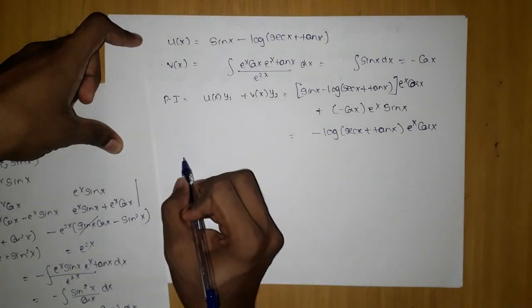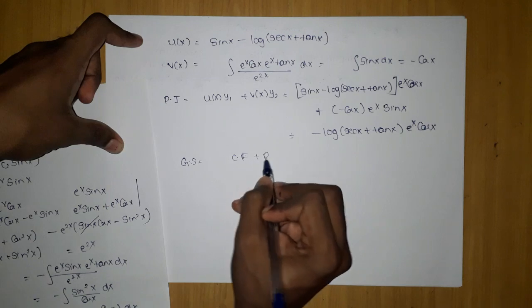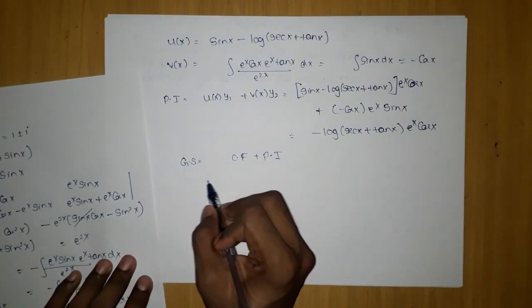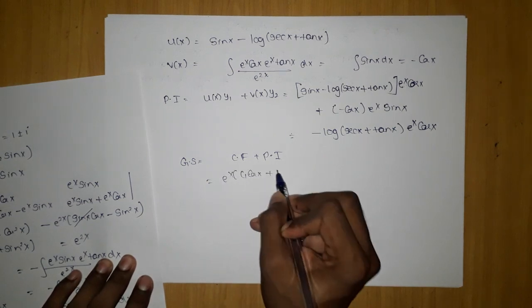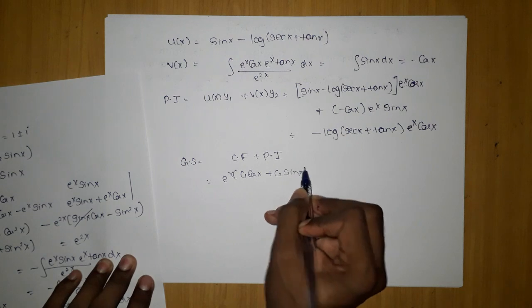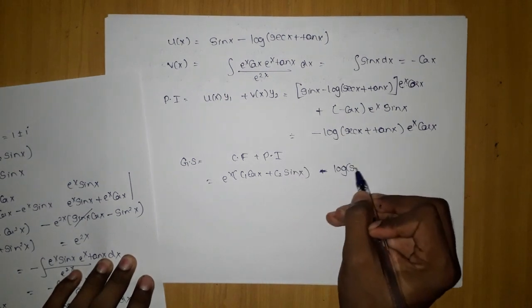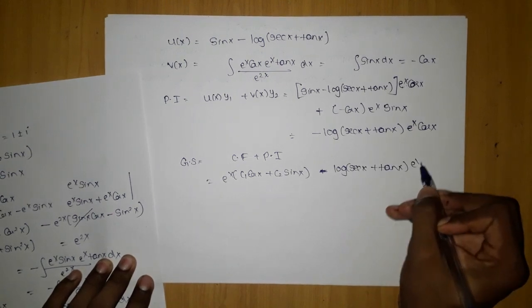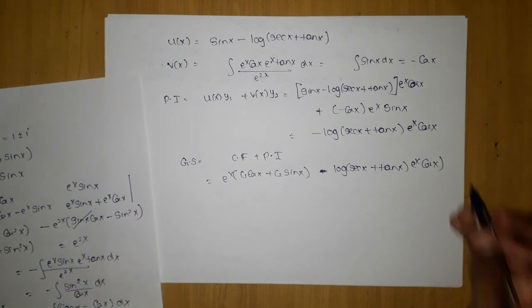So we got a particular integral. You can write the general solution as complementary function plus particular integral, which will be nothing but e to the power x, c1 into cos x plus c2 into sin x, minus log sec x plus tan x, into e to the power x cos x. Okay, so we are done with this problem.